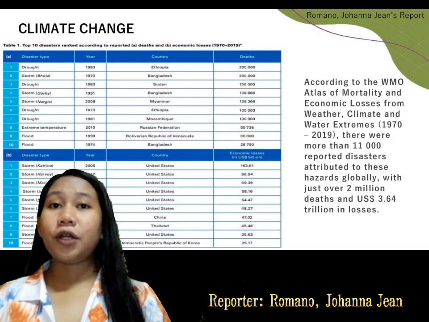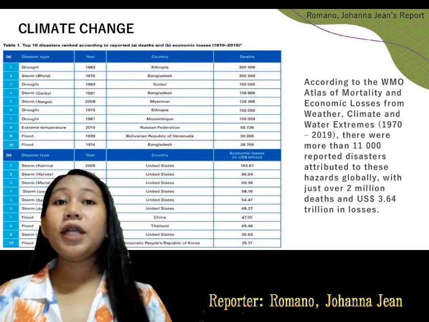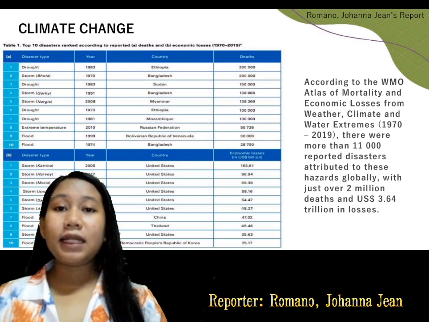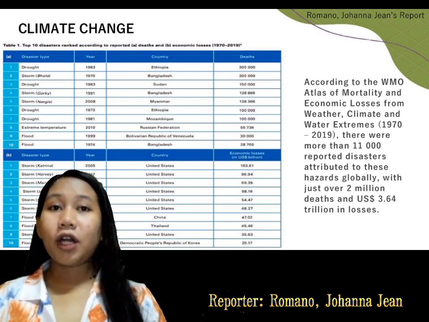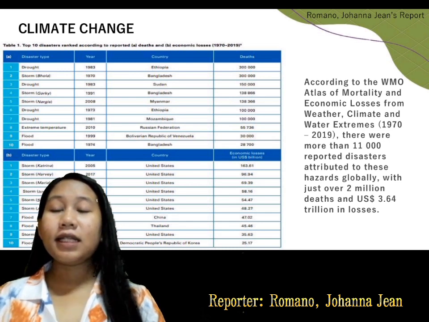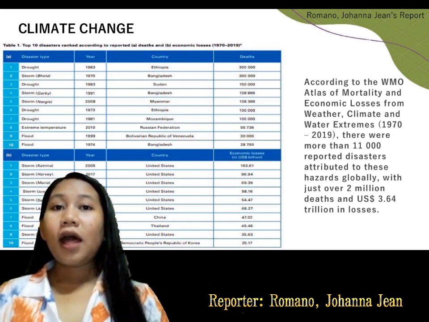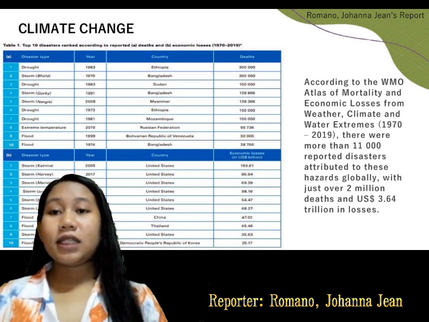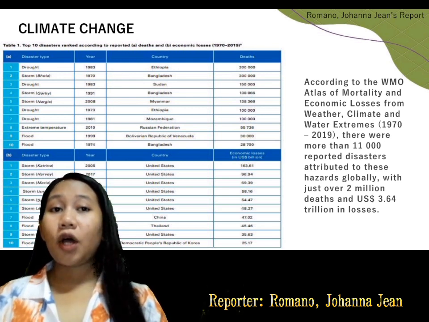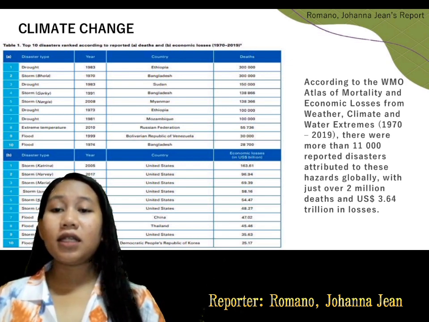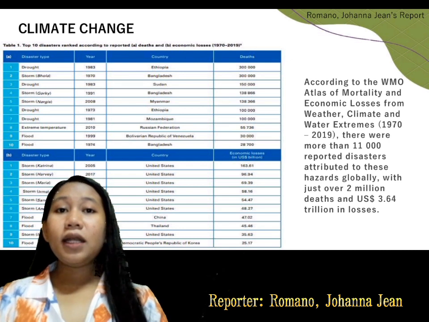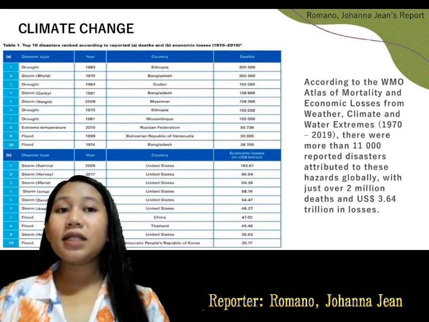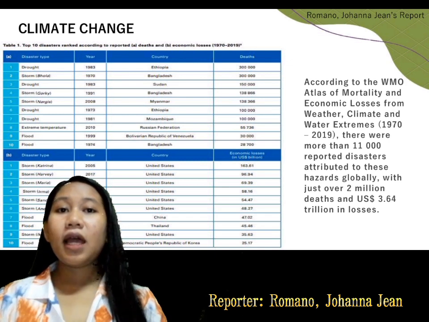Another threat of nature is climate change. According to the WMO Atlas of Mortality and Economic Losses from Weather, Climate, and Water Extremes 1970 to 2019, there were more than 11,000 reported disasters attributed to these hazards globally, with just over 2 million deaths and $3.64 trillion in losses. In this chart, it shows that climate change has caused thousands of disasters that led to deaths and over $1 trillion worth of property losses.